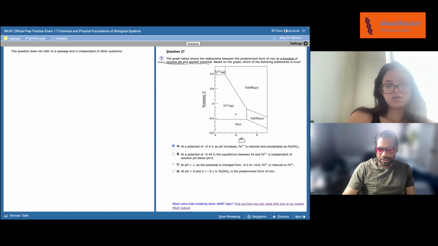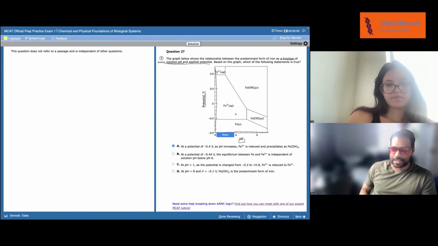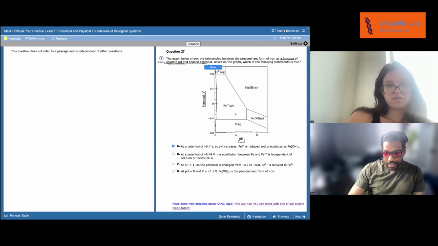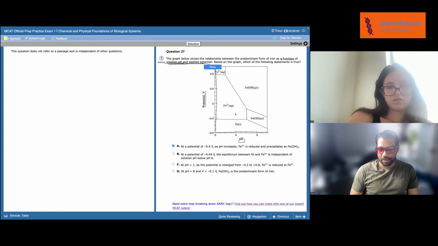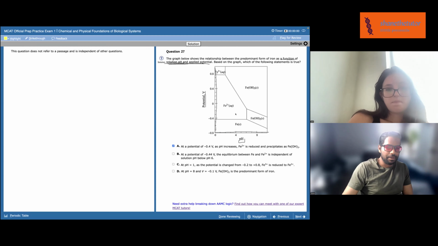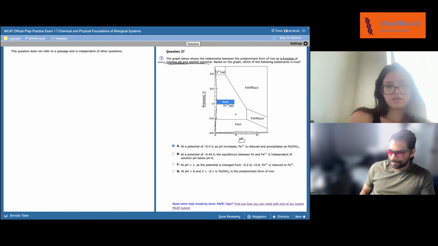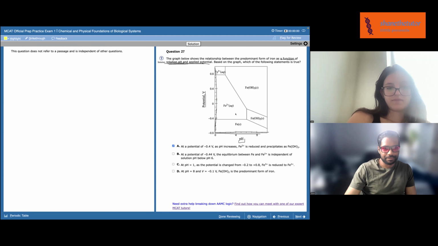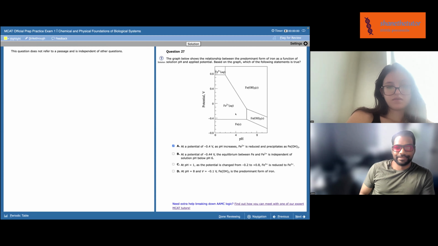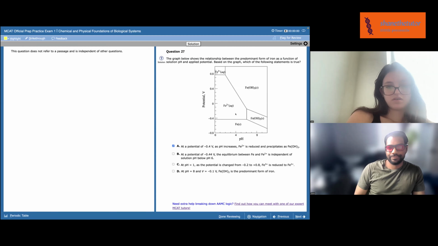So with graphs, you always want to look at the axes first. Then you can see it's showing a solution pH and applied potential. So that can only be one thing, right? The axes. Yeah. Okay, all right.